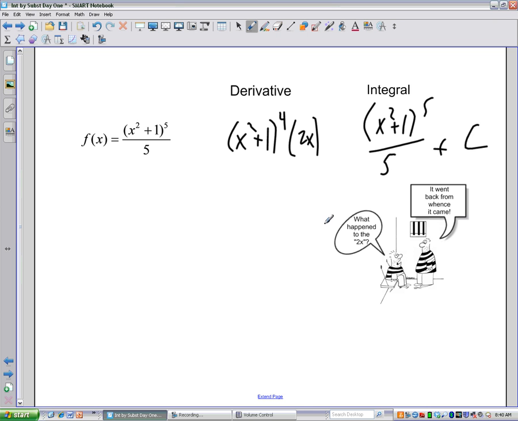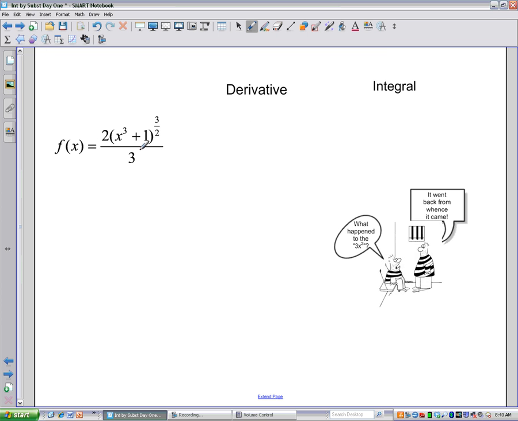Okay, and the question is, well, what happened to the 2x? Well, it went back from whence it came. It showed up because of the chain rule, so now since we're working in reverse, it goes back to where it came from. All right? All right. So let's try it again.